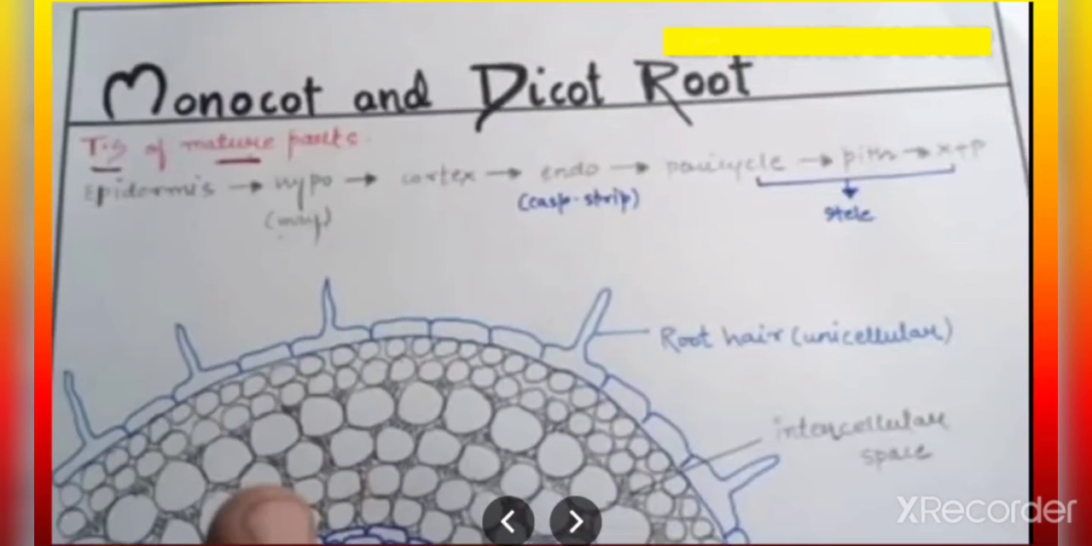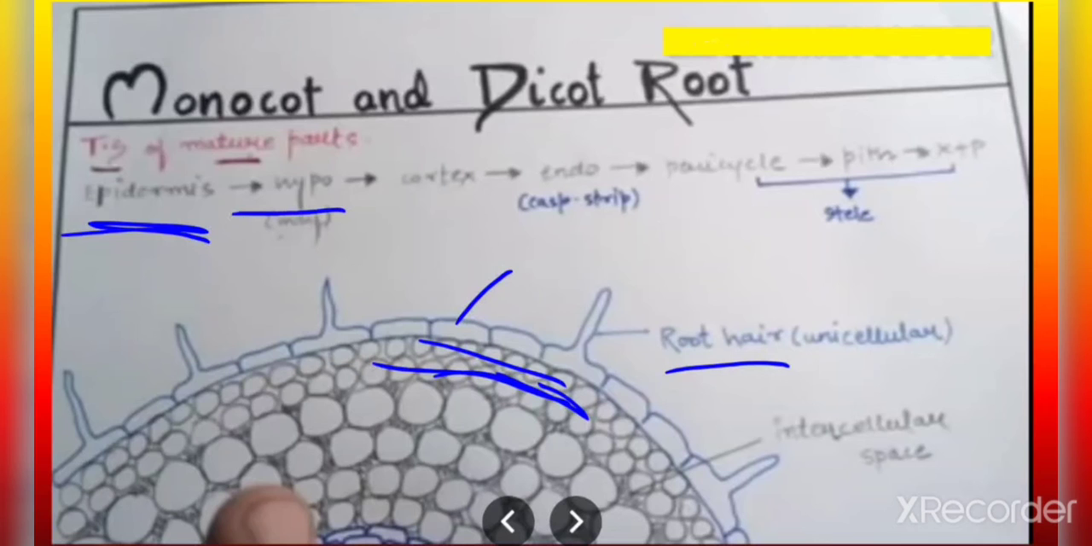So, when we move from the outermost layer, this is the epidermis. Epidermis is made of one single layer of cells. What are the appendages? Root hairs. They are unicellular. Remember trichomes? They were multicellular. Then the next tissue is the hypodermis. These cells are going to form the hypodermis. Hypodermis may be present, it may not be present. Then just below the hypodermis is the cortex.